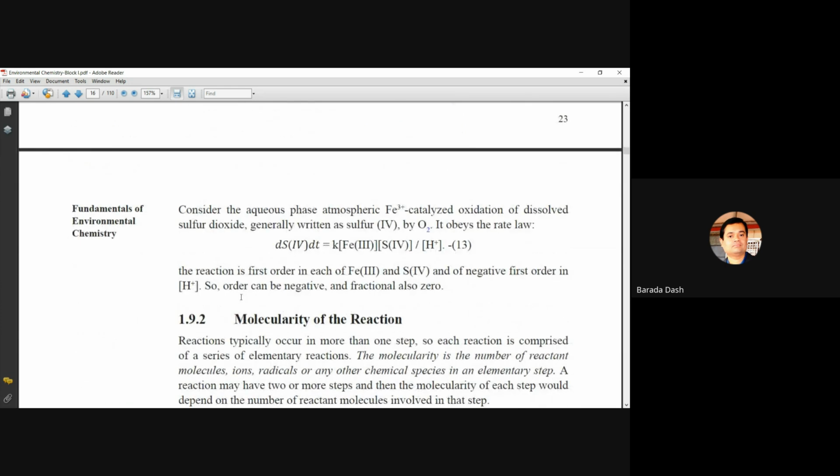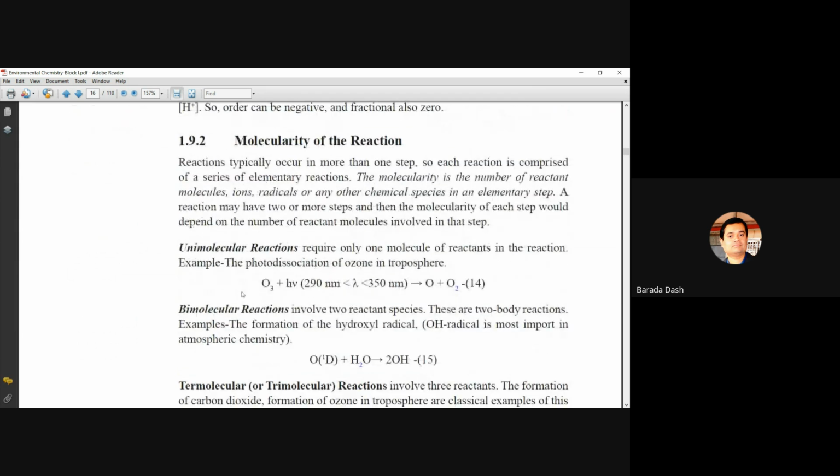Okay, so consider the molecularity of a reaction. Reactions typically occur in more than one step.